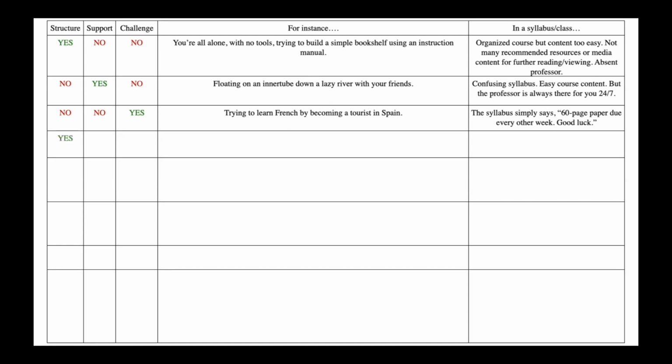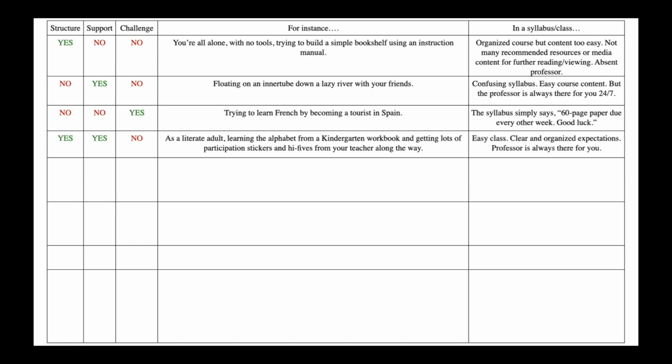What if you have structure and support, but there's no challenge? That's like, as a literate adult, you're learning the alphabet from a kindergarten workbook and getting lots of participation stickers and high fives from your teacher along the way. So you have instructions, you have a supportive teacher, but it's not hard and it's not challenging. We want to take our students to the next level up from where they are at currently. So someone read that. What does that look like in our situation?